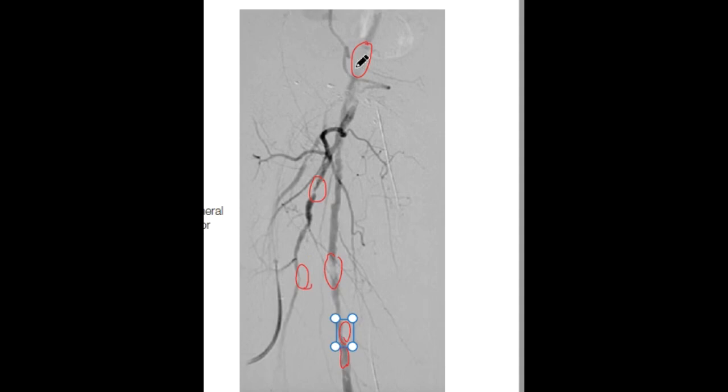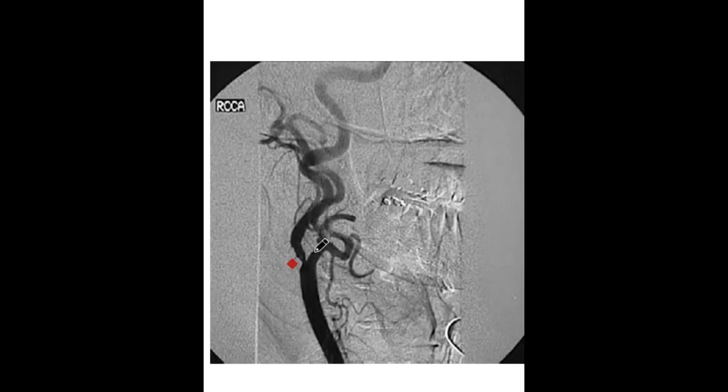Okay, so this is one more angiogram showing atherosclerosis. This is one more angiogram, where you can see this narrowing at the bifurcation. Okay, so this narrowing is also characteristic of atherosclerosis. So thank you for watching.